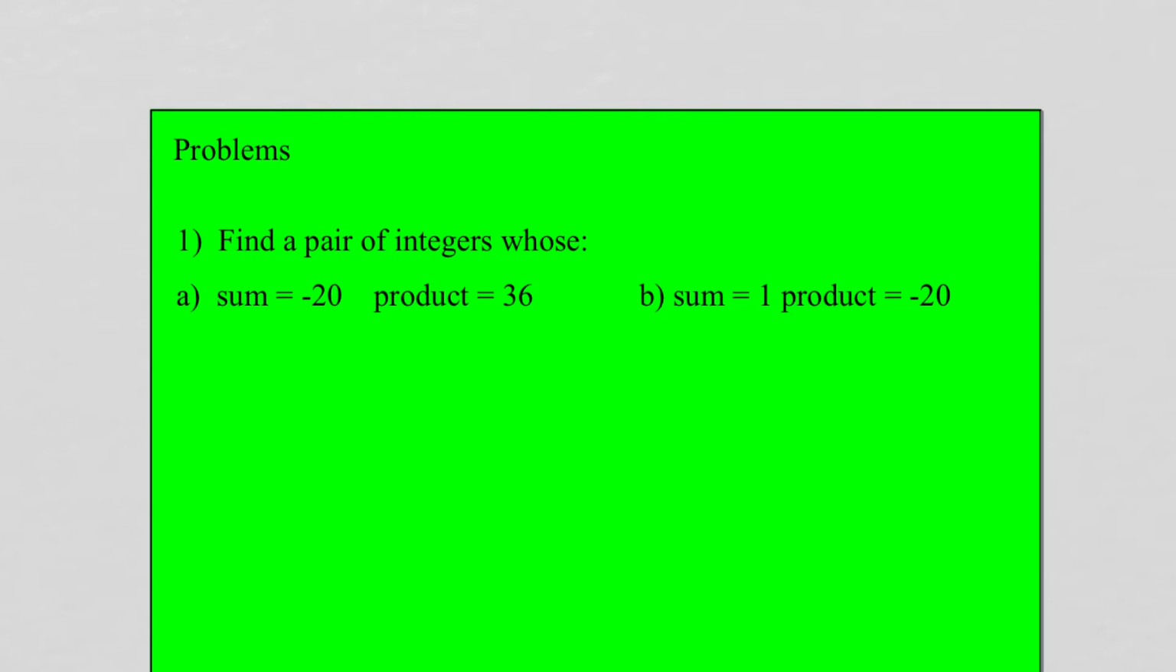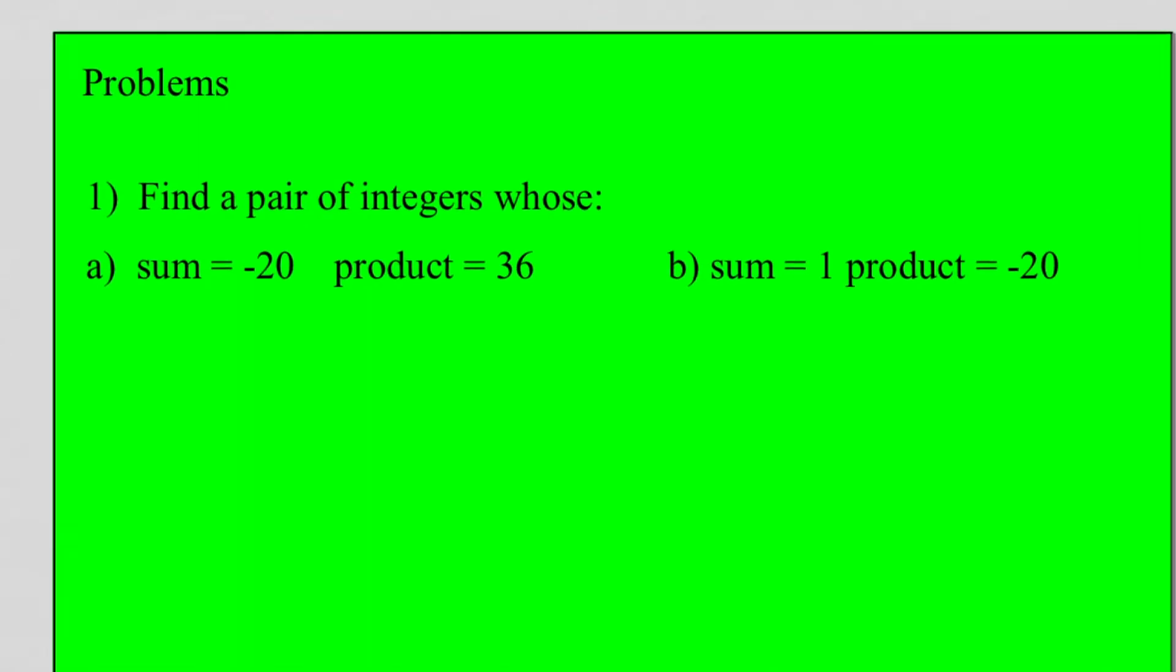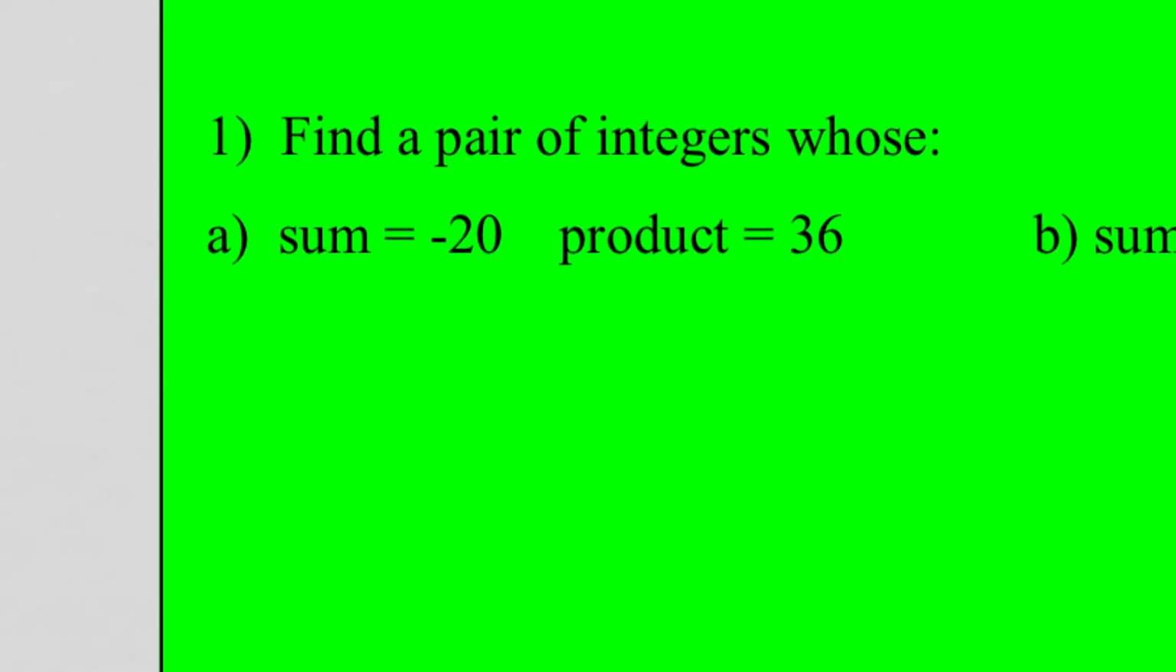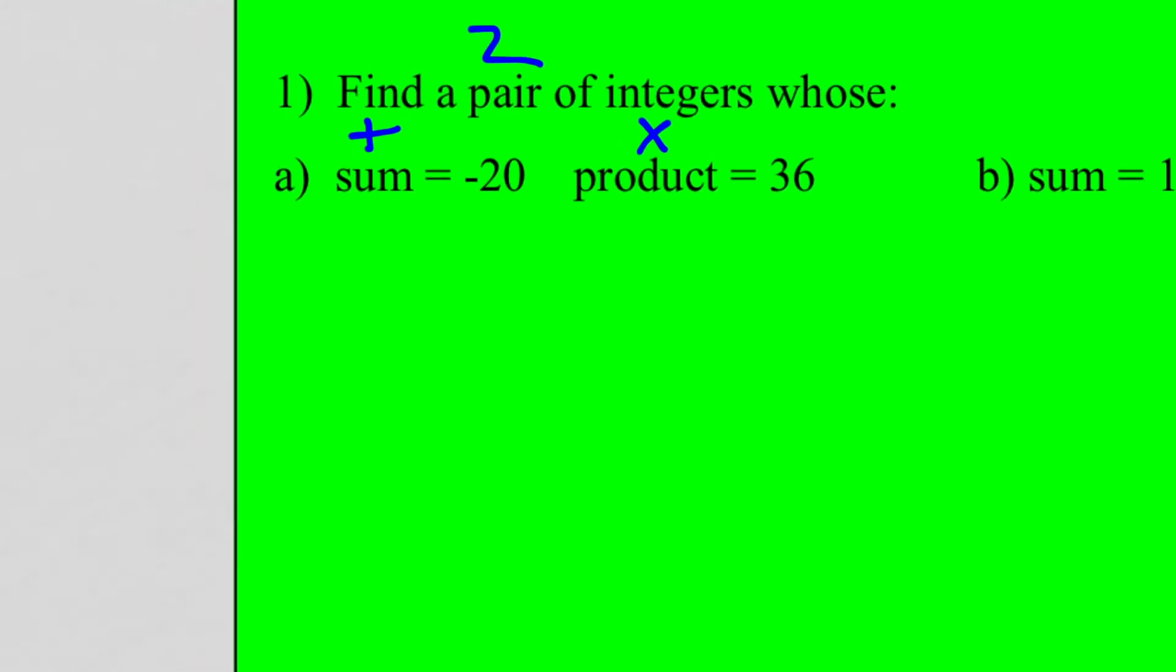One of the things we had to do in this section was find pairs of integers that add to a certain number and multiply to a certain number. So if we look at this first example, we want a pair of integers, pair meaning 2, right? That add to negative 20 and multiply to positive 36. Some people will just use their mental math to get it. But if you're not able to think of it mentally, make a little chart like this.